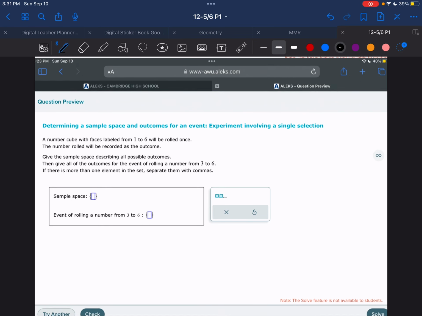Next, sample spaces. A number cube with faces labeled from 1 through 6 is going to be rolled 1 time. Give the sample space describing all of the possible outcomes. So your sample space is going to be any possible option. And for a dice, your options then are 1, 2, 3, 4, 5, and 6. The event of rolling a number from 3 to 6 would be 3, 4, 5, and 6.